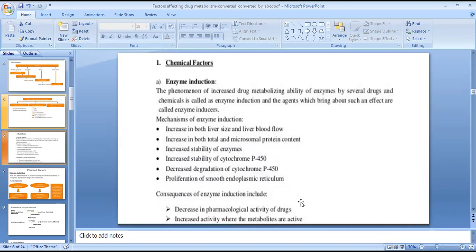Now there are consequences of enzyme induction. So what are the consequences of increased enzyme induction? Decrease in the pharmacological activity of the drug, because the enzyme will easily and immediately metabolize the drug molecule. Increased activity where the metabolites are active.